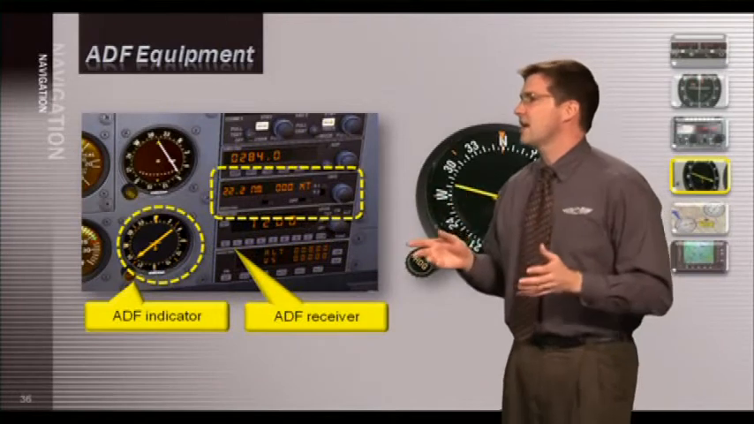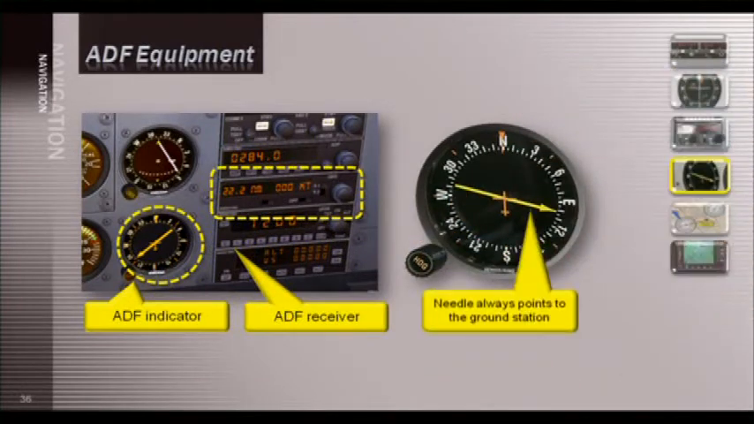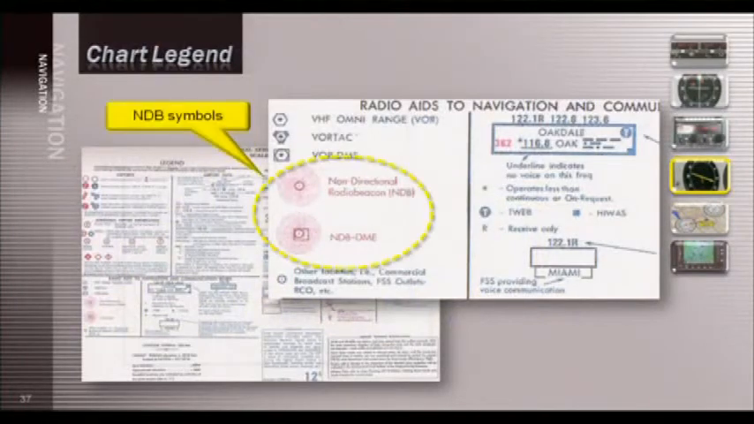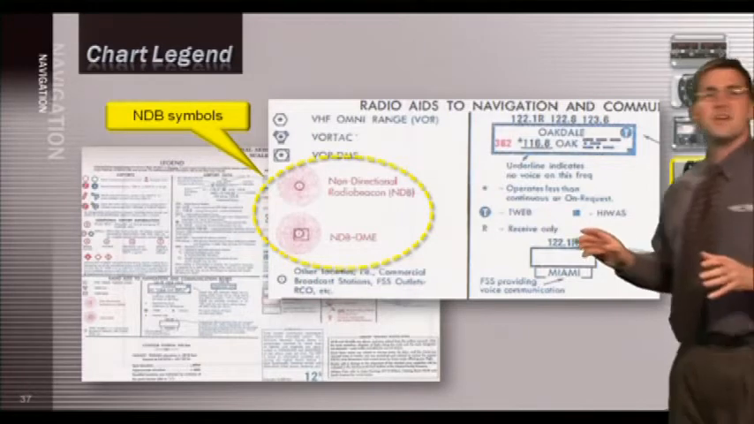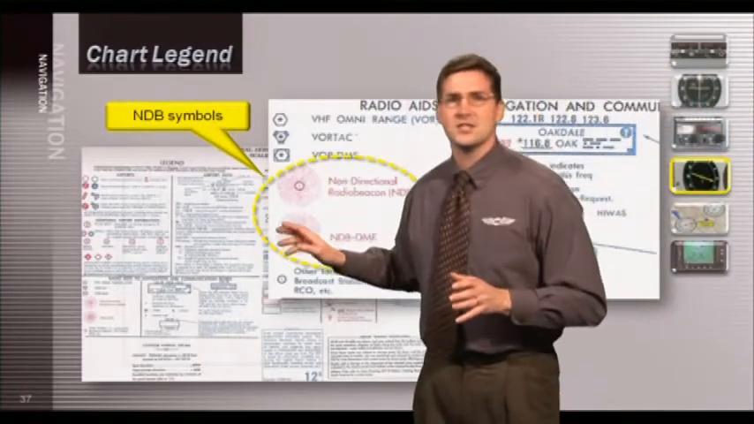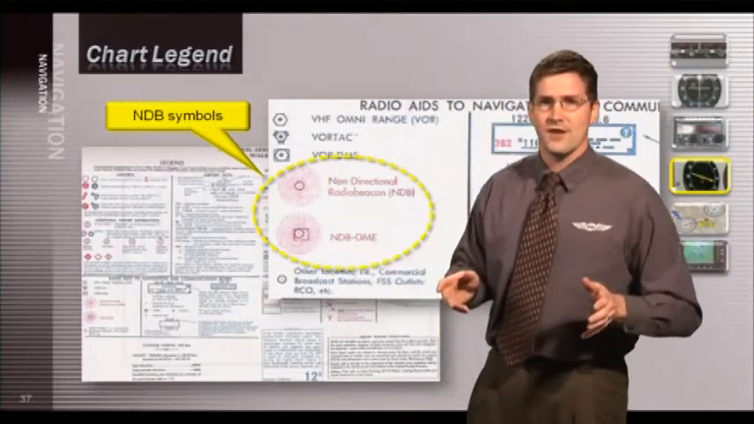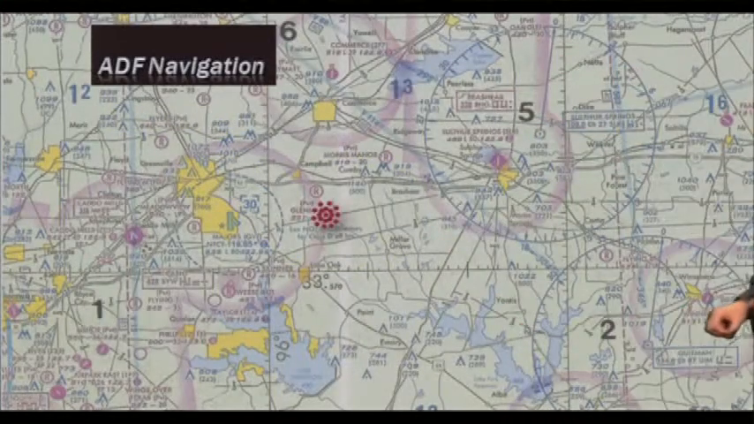The ADF indicator has a needle that points to a ground station called a non-directional beacon, or an NDB. Refer to the chart legend for NDB symbols. The legend will be available to you during the FAA knowledge test. Let's check this graphic. Here is the non-directional beacon, or NDB, ground control station.